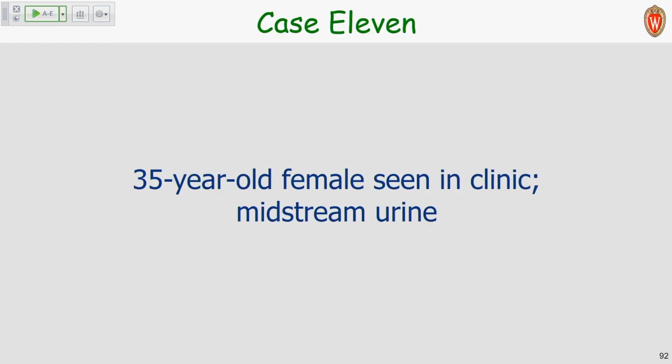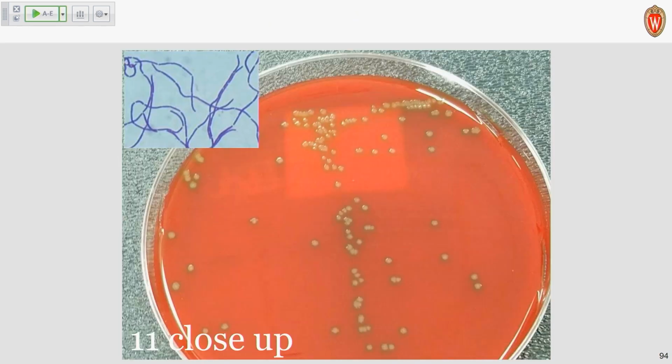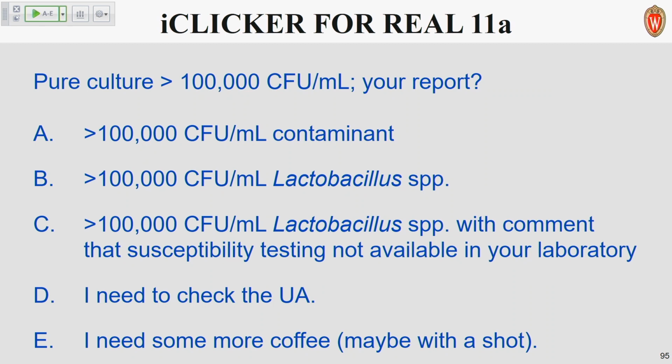Next slide. All right, 35-year-old female seen in the clinic. We have a midstream urine. A little bit closer, you've got your Gram stain up there on the far left. Gram-positive rods up there. So this is a pure culture, greater than 100,000. Do you report a contaminant? Do you report Lactobacillus species? Do you report Lactobacillus with a comment that susceptibility testing isn't available? Do you check the UA first? Or you're done? Micro is done for the day.